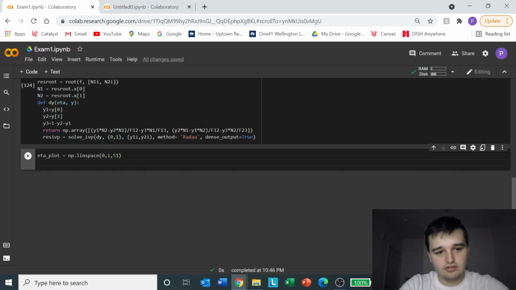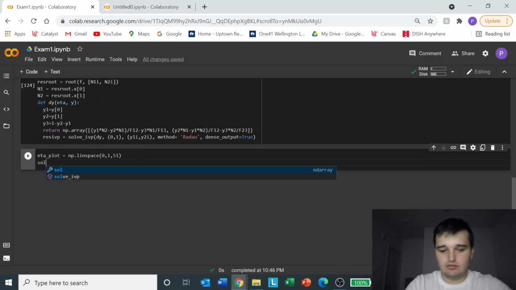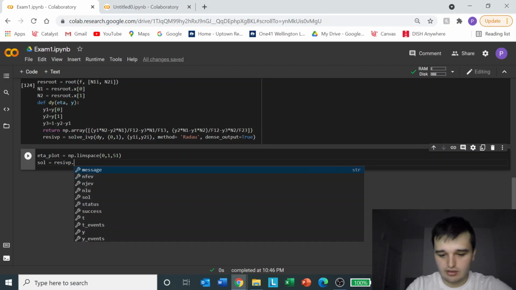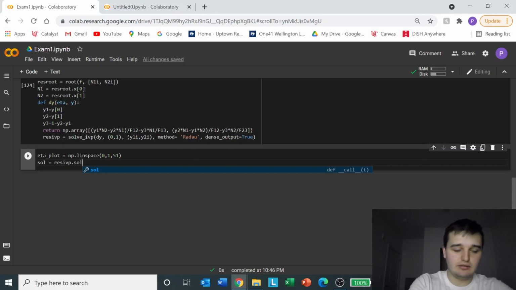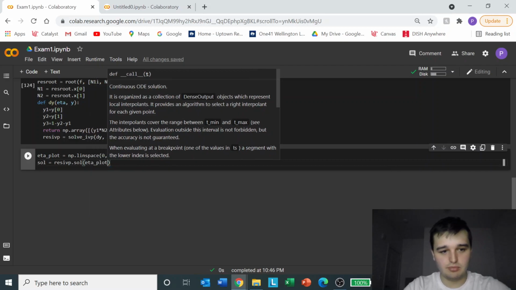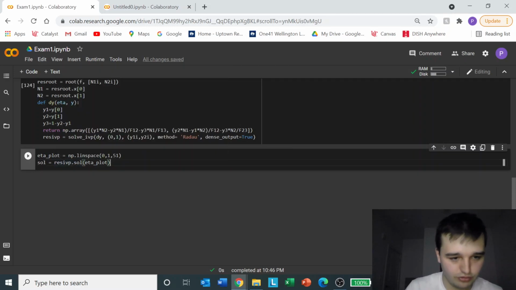So a plot would essentially, we're creating our x-axis right now. So now we need the y-axis, or the mole fractions, and the mole fractions are the values that we get from the res IVP. I poked my screen, I should be pointing with the cursor. So let's call this solution. Our y-axis solution is equal to res IVP dot solution, and then we want to run the equally spaced data points through the calculation. So we want eta plot there. So those numbers would then go through that res IVP solution.